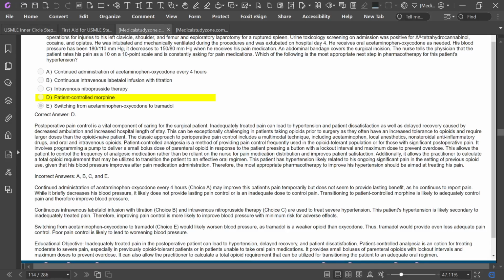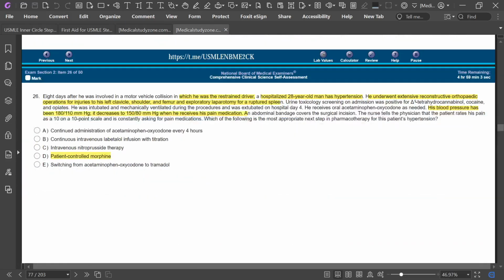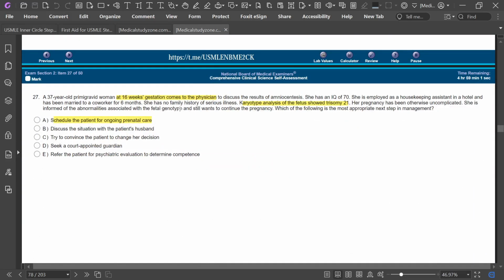A 37-year-old primigravida woman at 16 weeks gestation comes to the physician to discuss the results of amniocentesis. She has an IQ of 70. She's employed as a housekeeping assistant in a hotel and has been married to a coworker for 6 months. She has no family history of serious illness. Karyotype analysis of the fetus shows Down syndrome. Her pregnancy has otherwise been uncomplicated. She's informed of the abnormalities associated with the fetal genotype and still wants to continue the pregnancy. Which of the following is the most appropriate step in management?